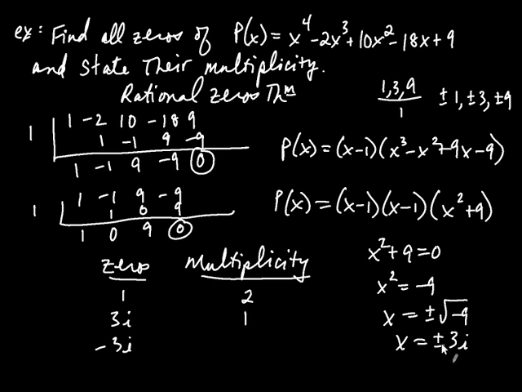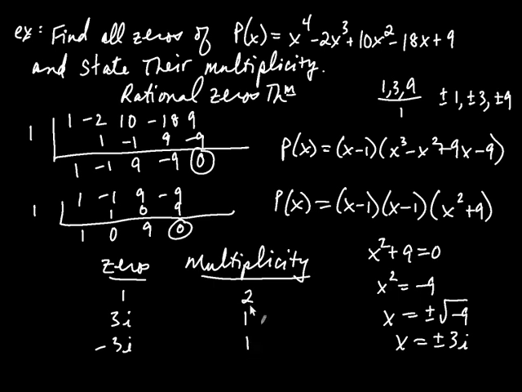In other words, I don't see 3i twice. I only see it once because it occurs once as a 0 of this. So 3i is a 0. The multiplicity of 3i is 1. Negative 3i is a 0, and its multiplicity is 1.